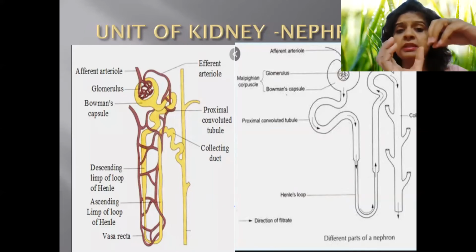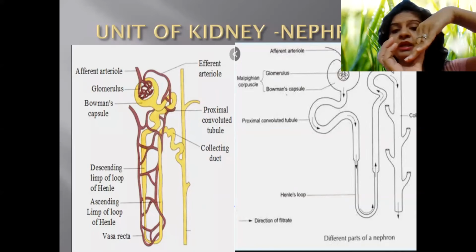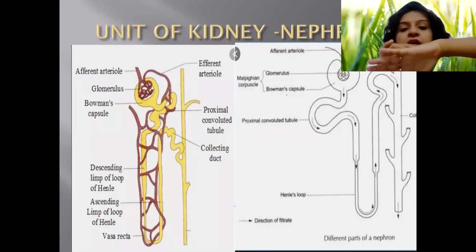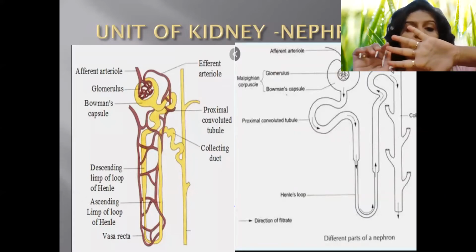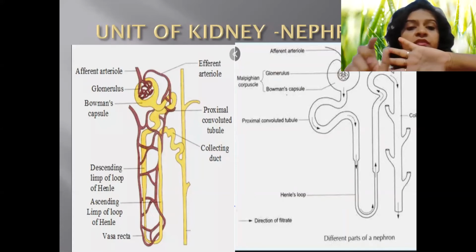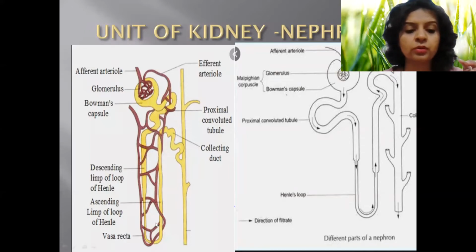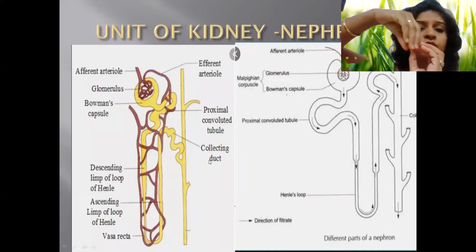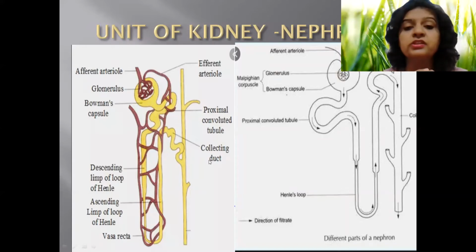So here you can see in the Bowman's capsule, this afferent arteriole is draining its content. Now this afferent arteriole breaks down into small capillaries. This tuft or bunch of capillaries is termed the glomerulus. Now, this glomerulus further gets combined and results in the formation of another tube, an efferent arteriole.